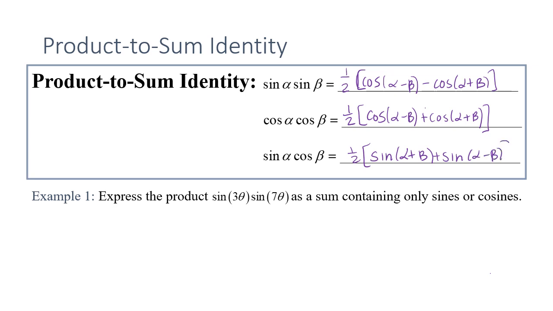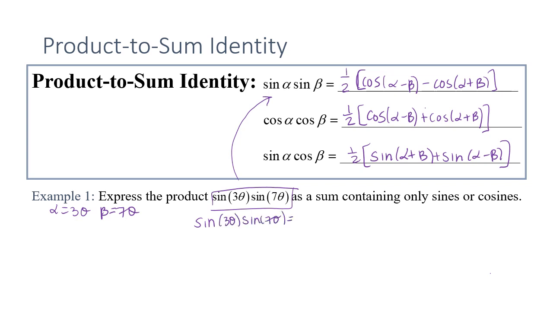If you want to see any of the proofs for where these came from, your book has great steps in how to do these. So if we had to express this product as a sum containing only sines or cosines, we can see this is going to match up with using this first identity. Our alpha is going to be 3 theta, our beta is 7 theta. You don't normally need to write this, but I'm writing it so you can see where these are coming from.